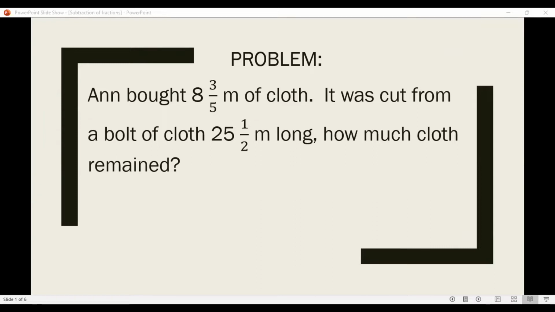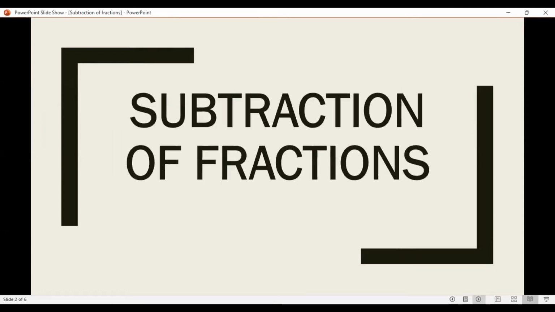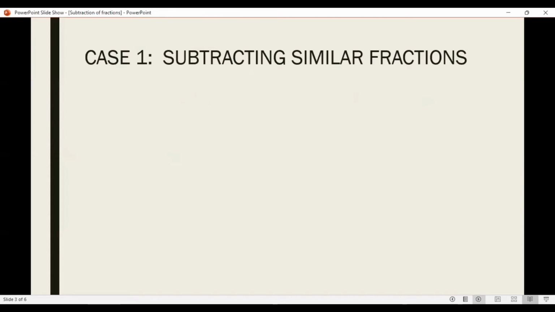So before we go to this problem, let's try to look into the different methods on how to subtract fractions. There are different cases that involve subtracting fractions. The first case is subtracting similar fractions. This is quite similar to the addition of fractions, wherein the denominators are the same.